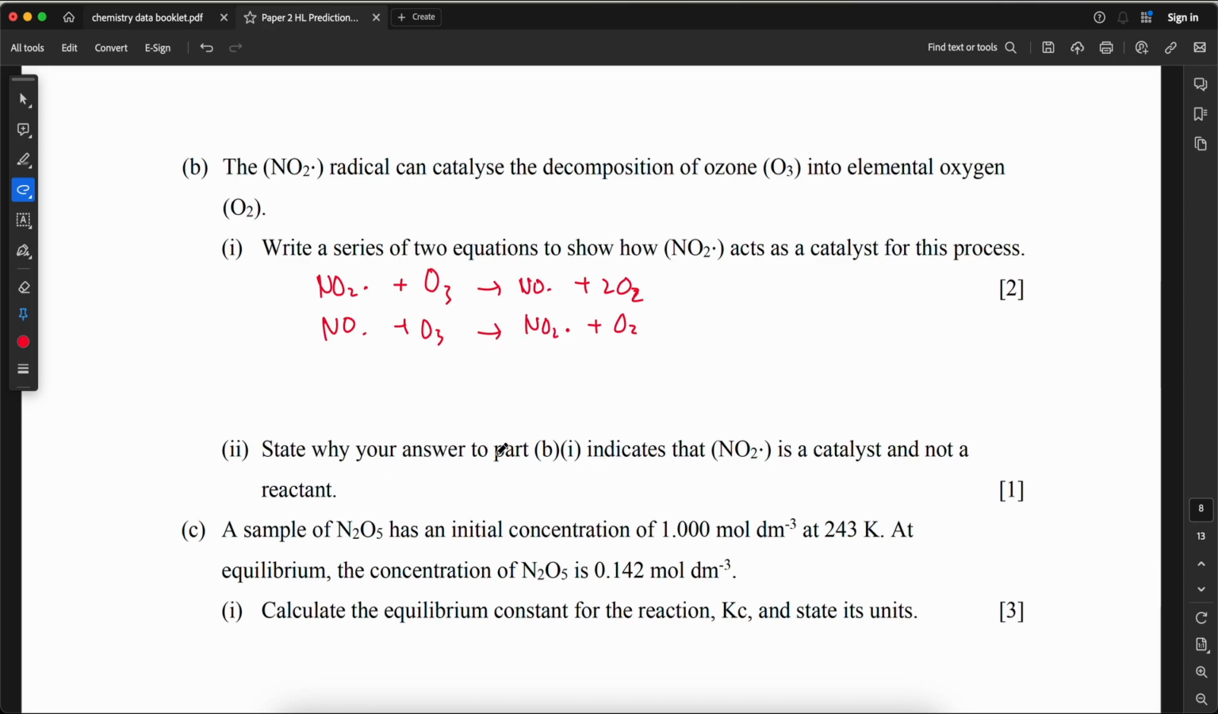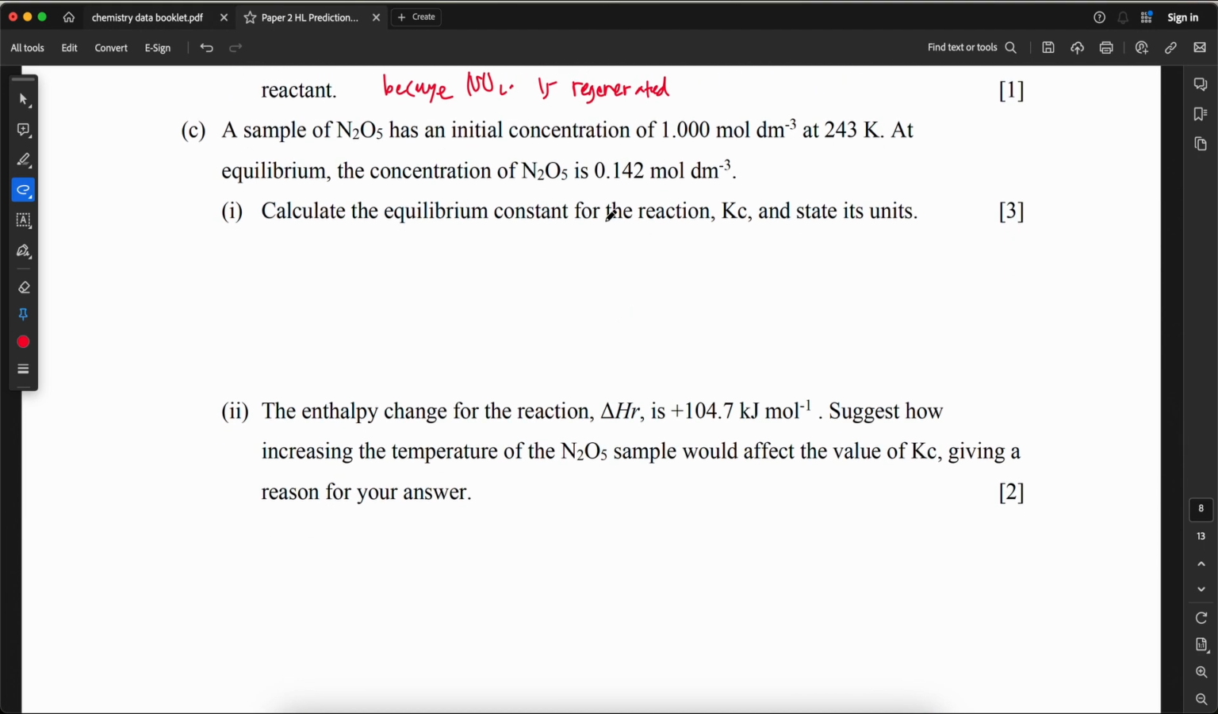State why your answer to part B1 indicates that NO2 radical is a catalyst and not a reactant. Because NO2 radical is regenerated. So that's why it is a catalyst. It's consumed and then it is produced back again.